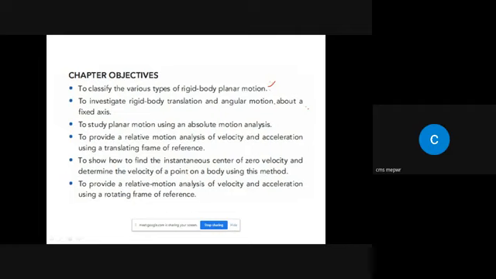Then to investigate rigid body translation and angular motion about a fixed axis. Then to study planar motion using an absolute motion analysis, to provide a relative motion analysis of velocity and acceleration using a translating frame of reference, then to show how to find the instantaneous center of zero velocity and determine the velocity of a point on a body using this method, and finally to provide a relative motion analysis of velocity and acceleration using a rotating frame of reference. So these are a few of the objectives which we want to achieve with the help of the content in this chapter.